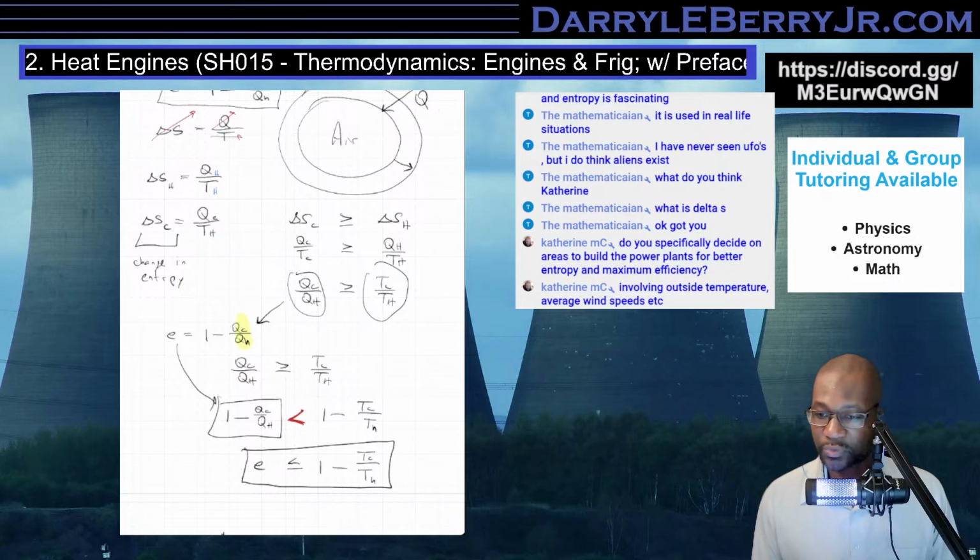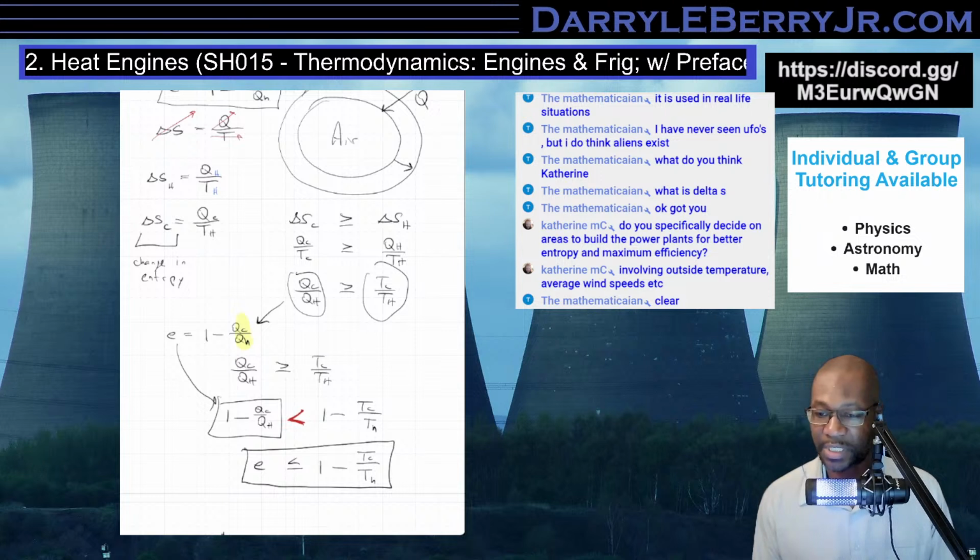Awesome. Okay, got you. And Catherine says, do you specifically decide on areas to build power plants for better entropy, maximum efficiency, involving outside temperature, average wind speeds, etc.? Awesome. I'm glad it's clear, mathematician.